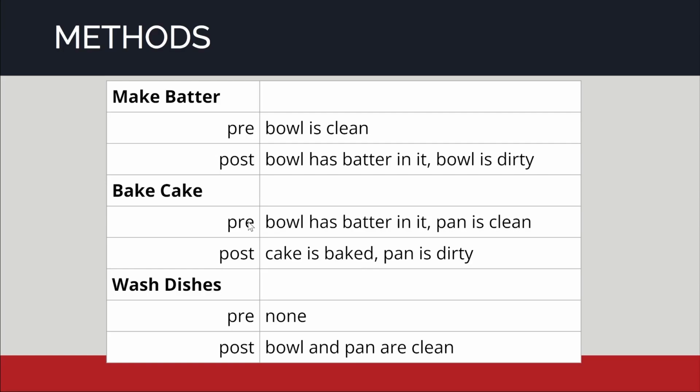don't want to put an empty bowl in, so the bowl has to have batter in it, or rather our pan, we don't want to put in an empty pan, but we need to make sure that there's batter in the bowl because we're going to dump the bowl into the pan and then put it in the oven. After we've baked the cake, then our cake is baked and we've now made a dirty pan.